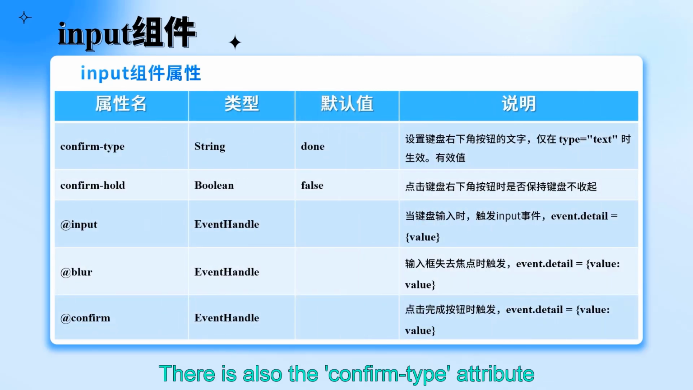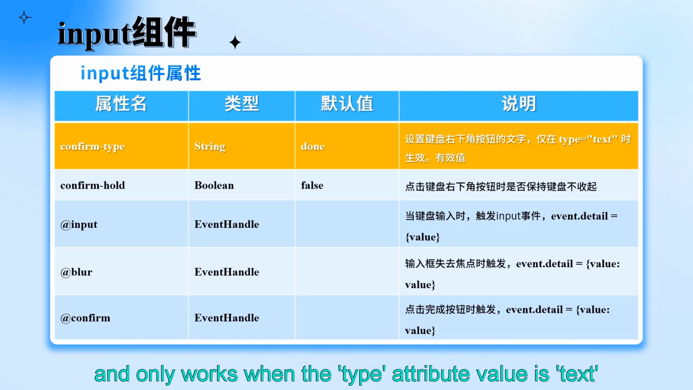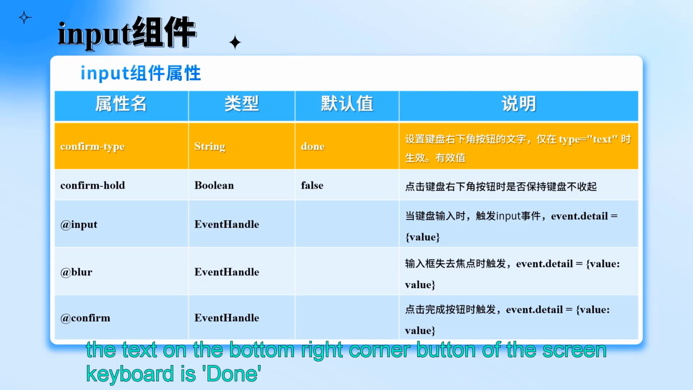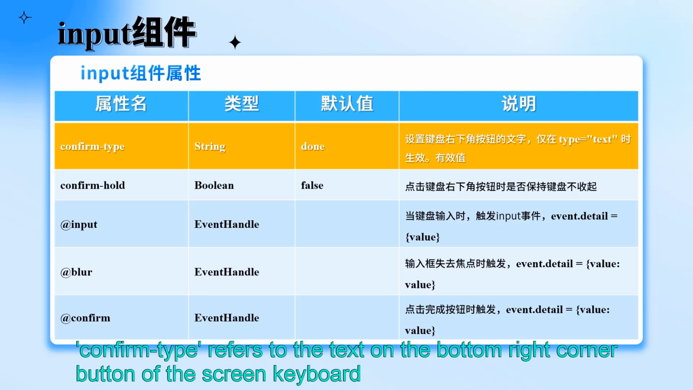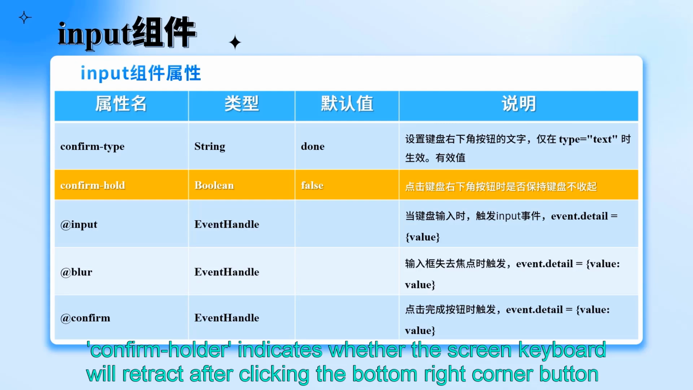There is also the confirm type attribute, which represents the text on the button at the bottom right corner of the screen keyboard, and only works when the type attribute value is text. Everyone, pay attention. By default, the text on the bottom right corner button of the screen keyboard is done. In many programs, if you need to enter information, a screen keyboard will pop up below. Confirm type refers to the text on the bottom right corner button of the screen keyboard. Confirm hold indicates whether the screen keyboard will retract after clicking the bottom right corner button.